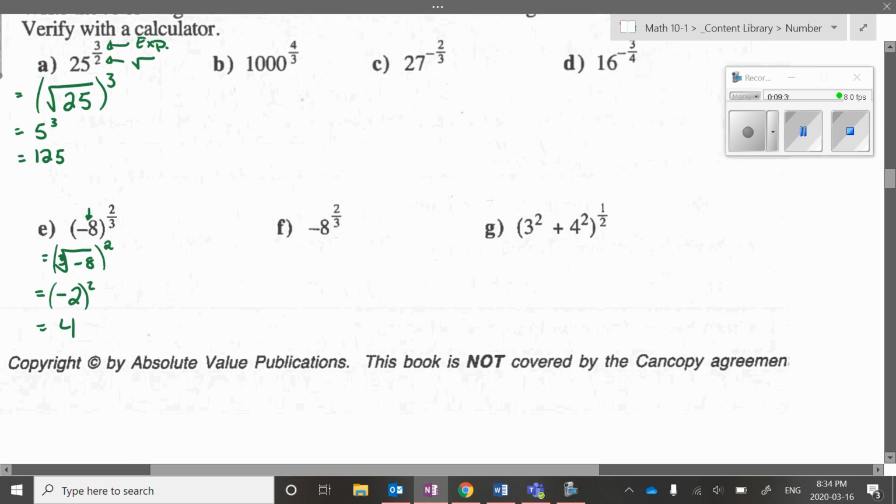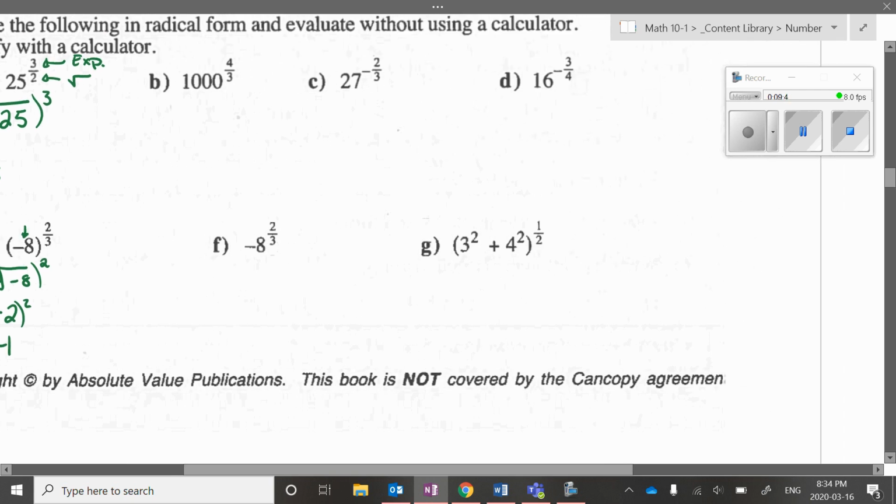Let's look at G. We have to remember our order of operations. The very first thing we do with our order of operations is brackets. So let's start there. So I'm going to get 9 plus 16. All of that is to the power of a half. 9 plus 16 is 25. Then I get the square root of 25, so our answer here is 5.